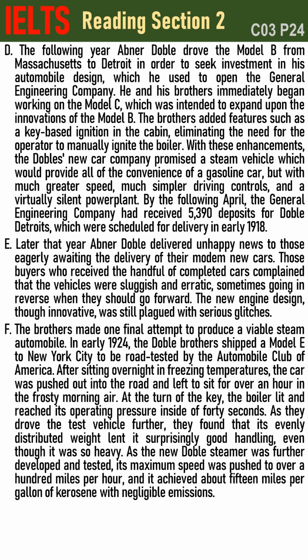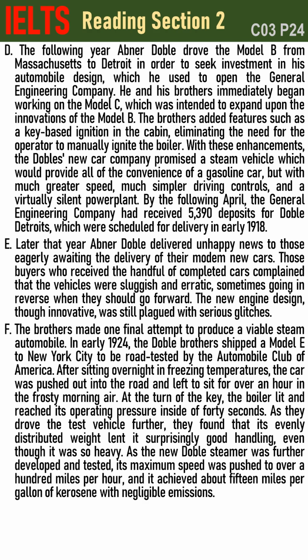The following year Abner Doble drove the Model B from Massachusetts to Detroit in order to seek investment in his automobile design, which he used to open the General Engineering Company. He and his brothers immediately began working on the Model C, which was intended to expand upon the innovations of the Model B. The brothers added features such as a key-based ignition in the cabin, eliminating the need for the operator to manually ignite the boiler. With these enhancements, the Doble's new car company promised a steam vehicle which would provide all of the convenience of a gasoline car, but with much greater speed, much simpler driving controls, and a virtually silent power plant.